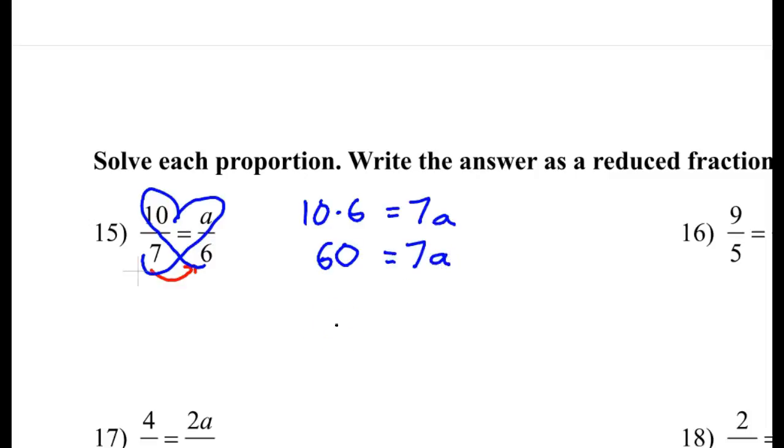Now, I saw this on the quiz a little bit, that some people got to this point, and they said, well, you can't multiply 7 by any number to get 60, it doesn't go in easily. And then they write no solution. It's okay to have decimal and fraction answers. So if you get to this point, you have to just keep going. You don't stop and say it can't be done.